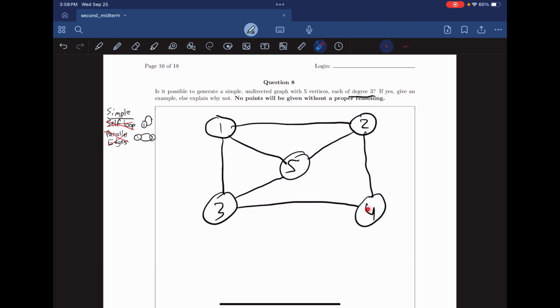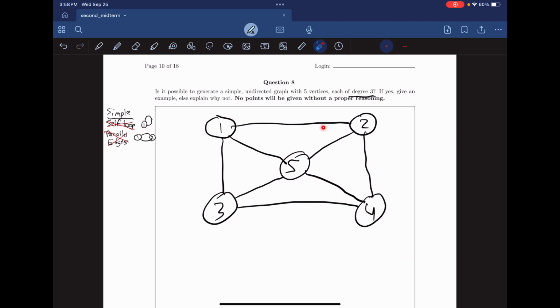Then we've got vertex 4. Vertex 4 currently has 2 edges, so it needs 1 more. We get to 5. And now vertex 5 has 4 edges. But that's not right, because we know that each vertex needs to have degree 3. So this graph doesn't align with the requirements that we're given. Obviously there's an issue that happened here.